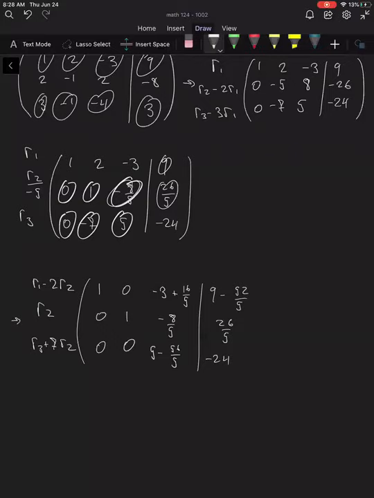Because we're doing row 3 plus 7 row 2, so we're doing 5 plus 7 of this. That's a negative number, so it'll be 5 minus 56 over 5. And then what do we have over here? We have this plus 7 of that. So minus 24 plus, what's 26 times 7? 26 times 7 is 182. We'll have plus 182 over 5.